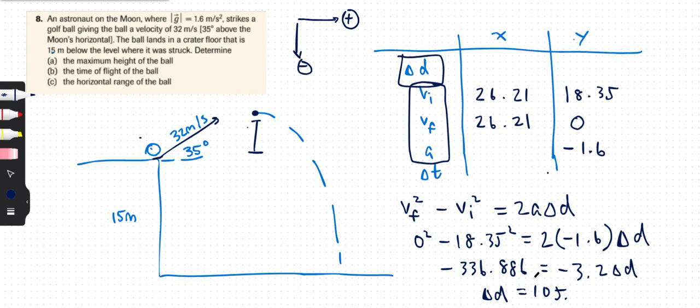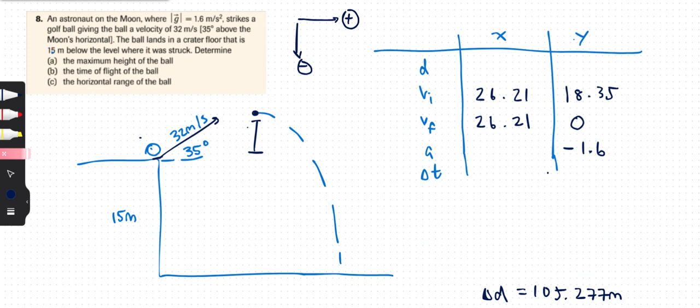Yes, so actually it's 105.277 meters. But the thing is, that's only the height from here. So this answer would be right if you're calculating the height from the initial. But if you want the maximum height from the bottom of the cliff, it's just going to be 105.277 plus 15 meters.